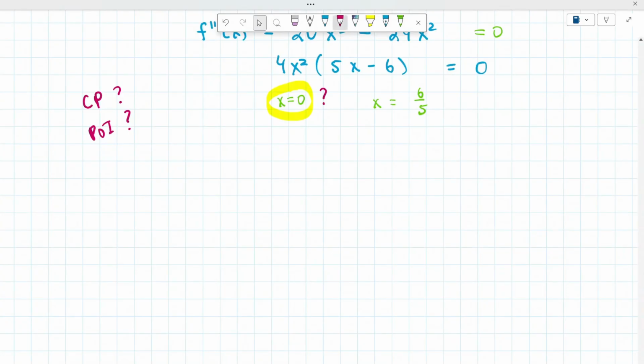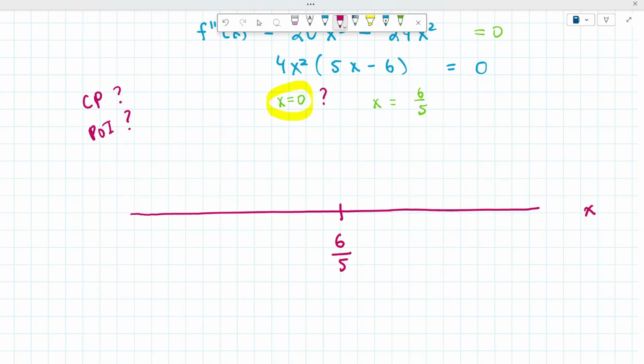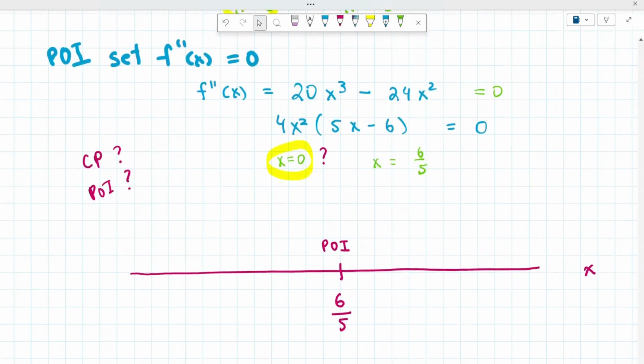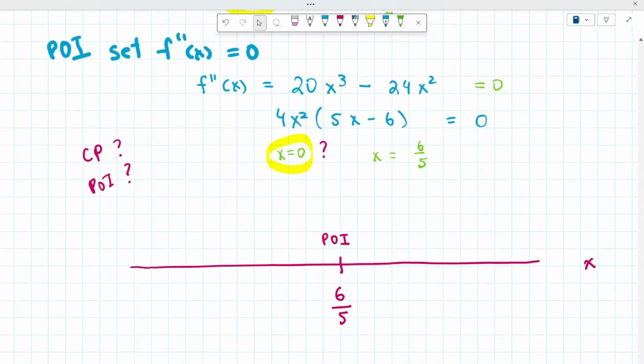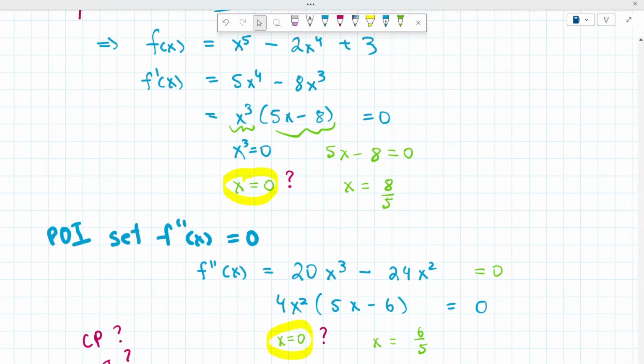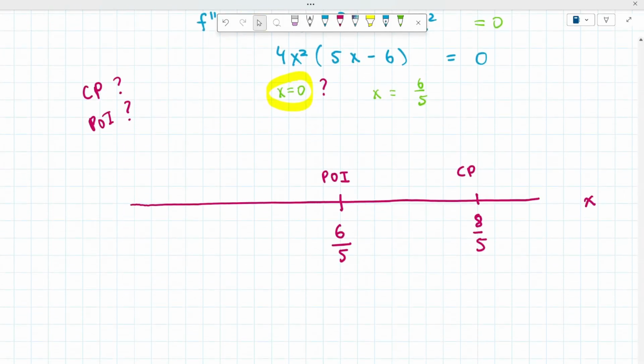What I recommend everyone to do, once you have your critical points and points of inflection, is to draw a number line and put them on it. So we know for sure that's 6 over 5. Again, this is a number line in x. We know that 6 over 5 is a point of inflection because it does not show up previously, and it shows up with the second derivative. We have x equals 8 over 5, and we know that this is a critical point because it shows up with our first derivative and not with our second derivative. And then lastly, we have x equals 0, and we're trying to figure out, is this a critical point or a point of inflection?